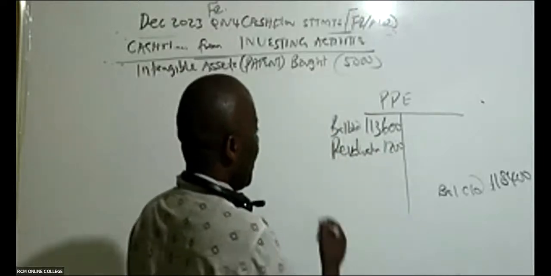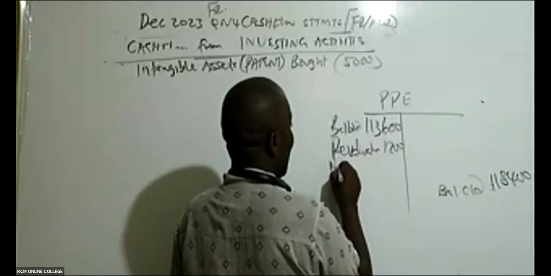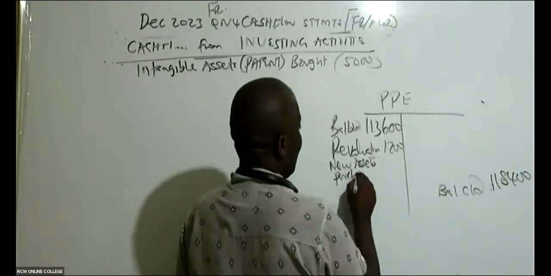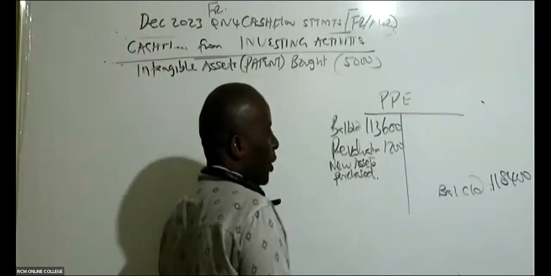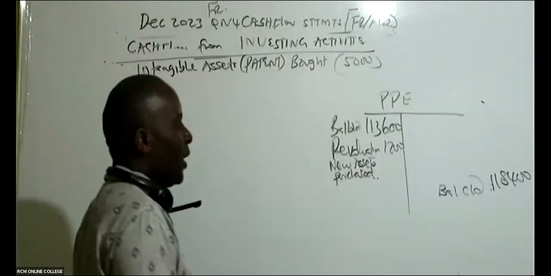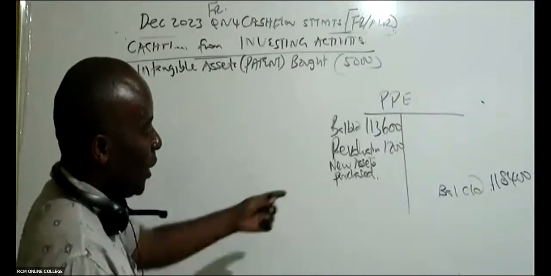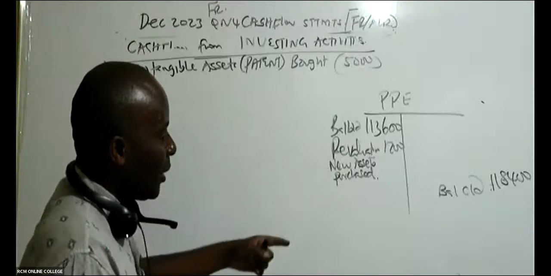And then perhaps we purchased. So we have in this case here new assets purchased, which they haven't told us. They haven't told us the new assets that were purchased were worth how much. This is what they would want us to calculate. This is their abracadabra, right?